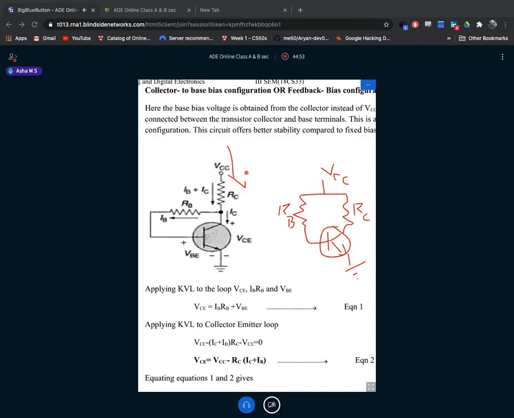Then how have we connected the base RB here? Instead of connecting it to VCC like in fixed bias, we have connected this RB to the collector terminal. That is the difference in the diagram. This VCC portion will remain as it is, but instead of connecting this one to VCC, you're going to connect this to the collector terminal. That is the only difference between those two diagrams.